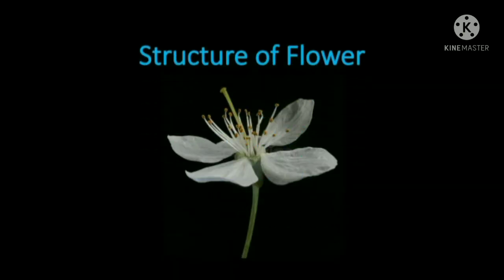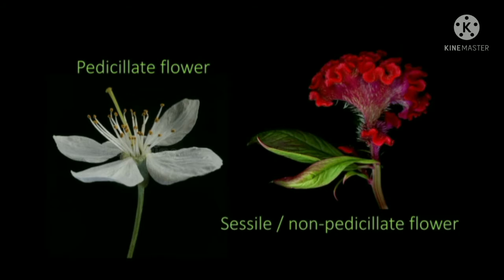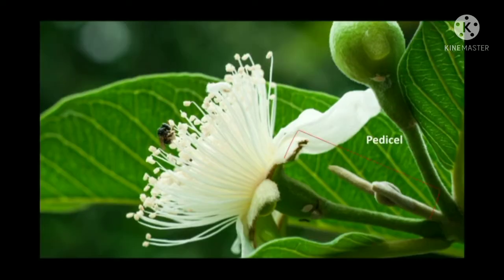First, let's look at the basic structure of a flower. Typically, the flower has two parts, a floral stalk and a floral part or floral leaves. The floral stalk is called the pedicel. When a flower has a long or distinct stalk, it is called a pedicellate flower. And when the flower lacks this pedicel, then it is called a sessile or non-pedicellate flower. A pedicel has an expanded terminal part. It is called the thalamus. This part is also known as the receptacle or torus.